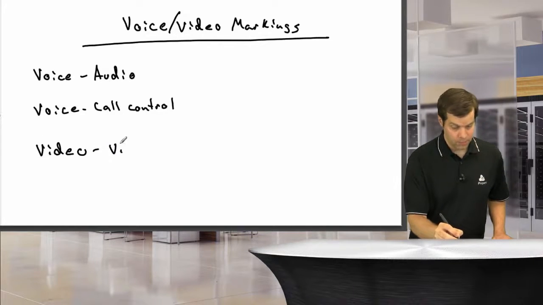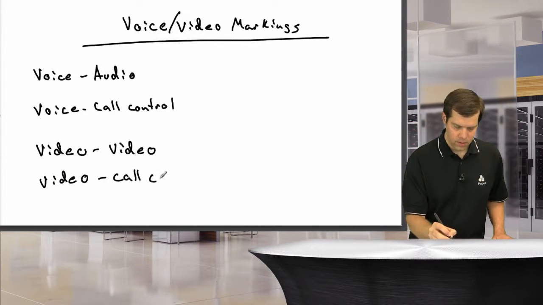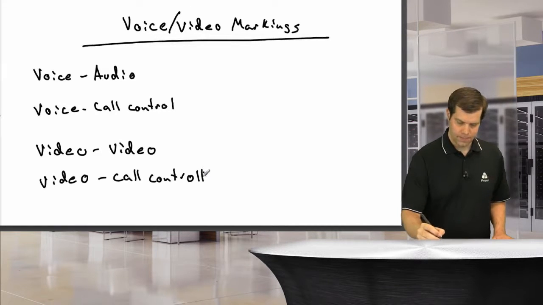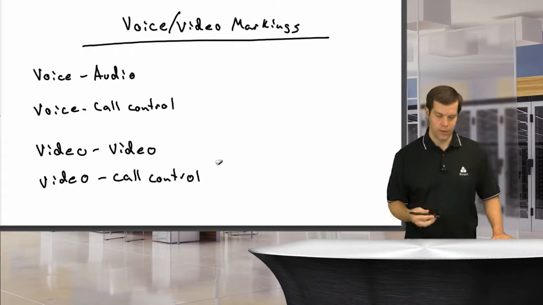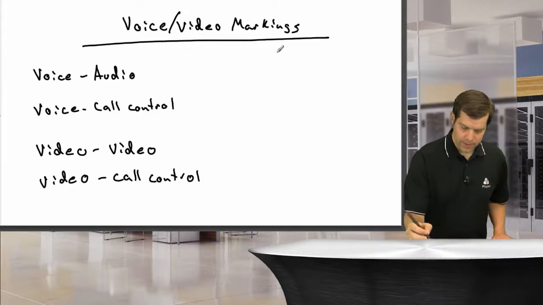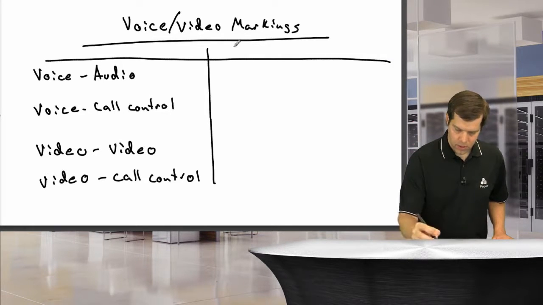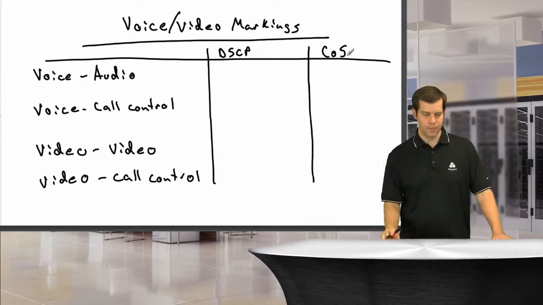we have the video. And we might have video call control as well. Think of something like Jabber that can do video or audio. If I want to set up a video call, there's call control with that too. So we'll talk about these. What are my standard markings for these? Well, we'll do DSCP, and we'll also do QoS. Those are our two main markings that we deal with.